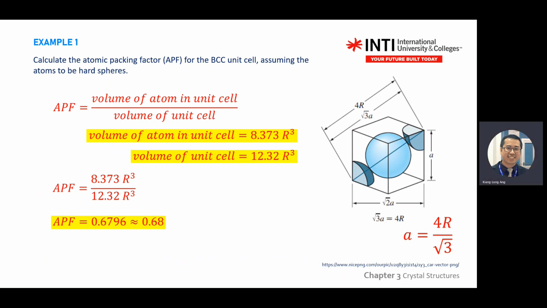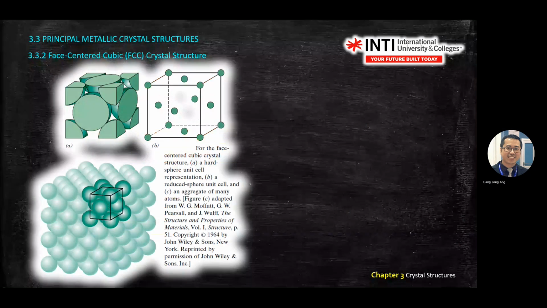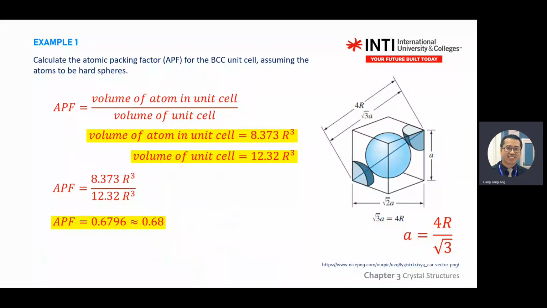On the whiteboard, I skipped the calculation part. But this is how you get the 0.68. Okay, FCC, I think we continue next lecture.